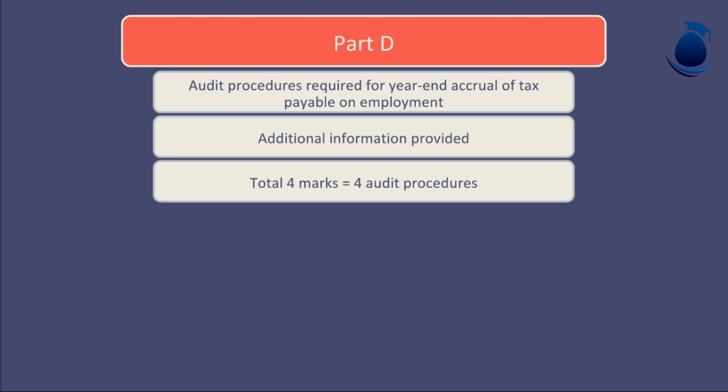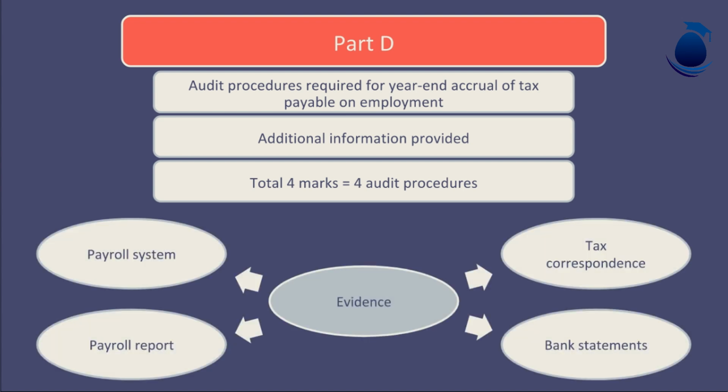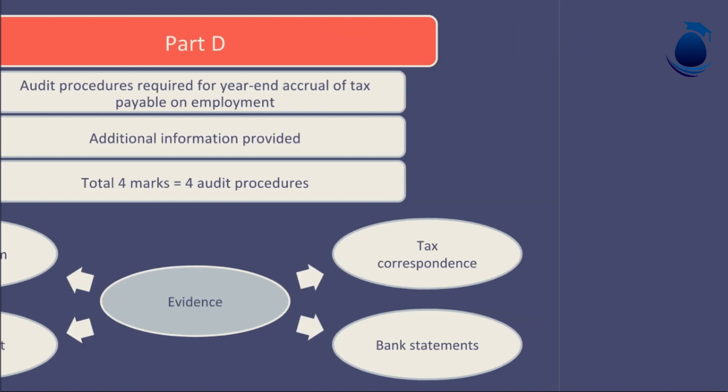The assertions to focus on are usually completeness, accuracy, existence, and rights and obligations for liabilities. With this in mind, we now need to consider what evidence we would have available. The payroll system, the payroll reports, tax correspondence, and bank statements. We should try wherever possible to obtain third-party evidence, and therefore design tests using these pieces of evidence.